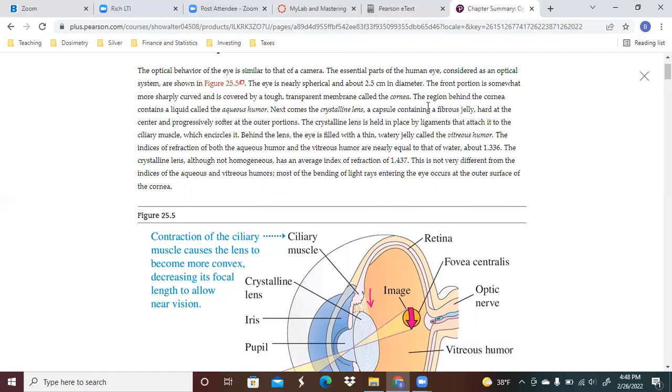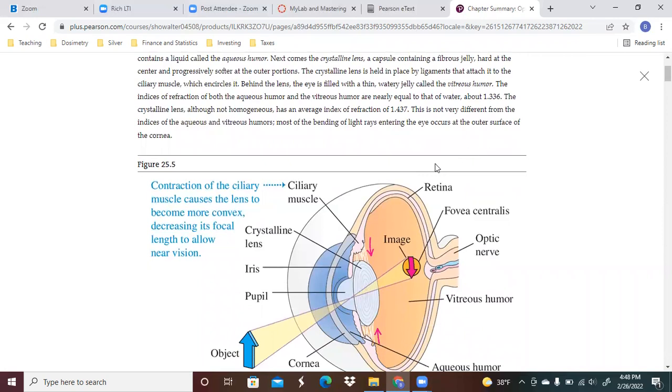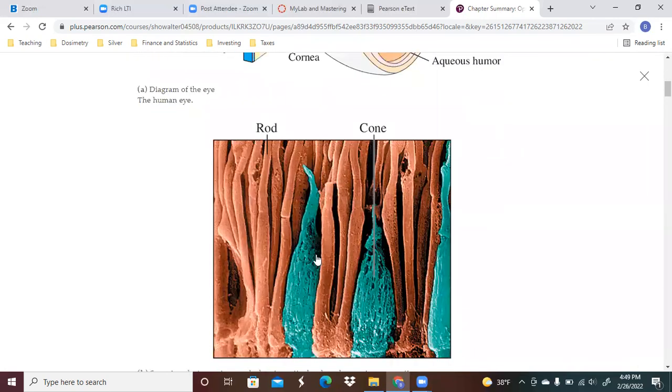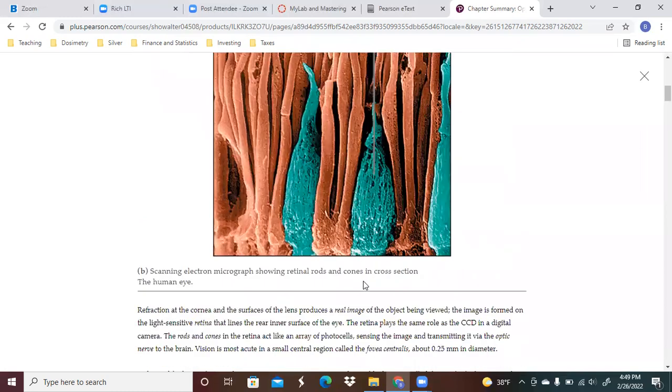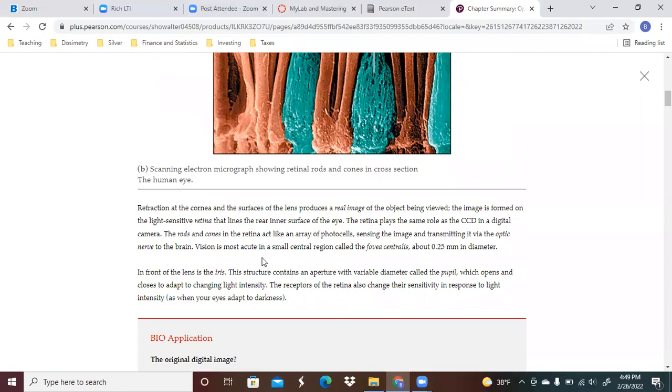The indices of refraction of both the aqueous and the vitreous humors are nearly equal to that of water, about 1.336. The crystalline lens, although not homogeneous, has an average index of refraction of 1.437. It's not very different from the indices of the aqueous and vitreous humors. Most of the bending of light rays occurs as they enter the eye at the outer surface of the cornea. You probably wouldn't want that much of a difference there because you don't want too much refraction going on. So that's why they're fairly close in values. You can see a diagram there of the rods and cones in the human eye.